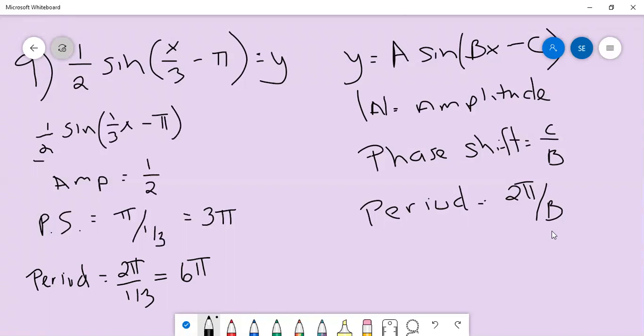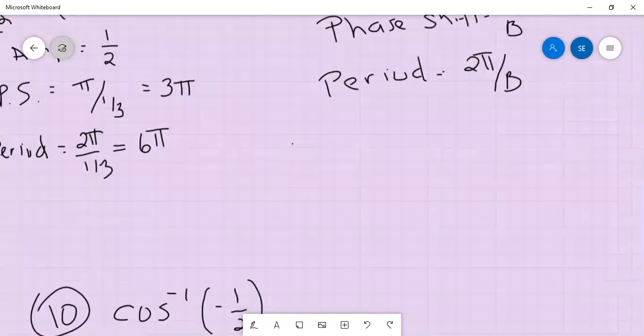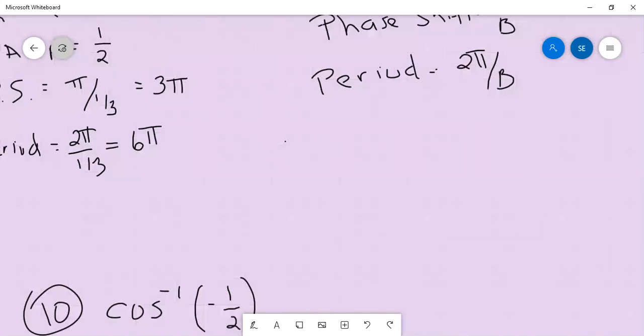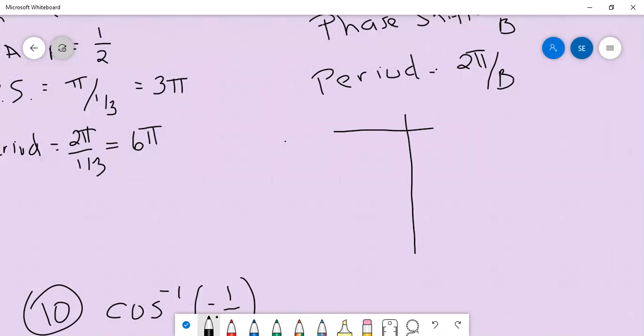Okay, so now what we want to do is find some points. We're always going to start at wherever our phase shift is. So our phase shift is 3 pi. And sine always starts at 0. So that's going to be our 0 point. Now, our period is 6 pi, but we want to move up by 1/4 of our period. 1.5 pi is 1/4 of our period.